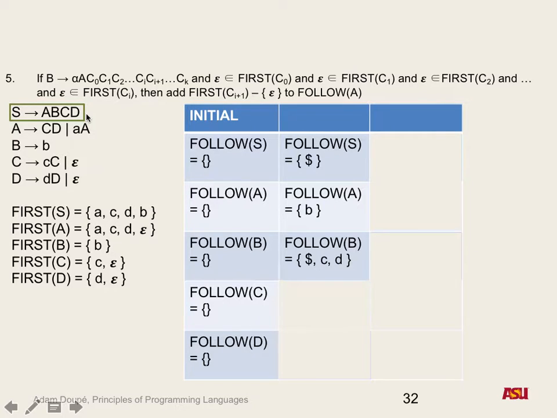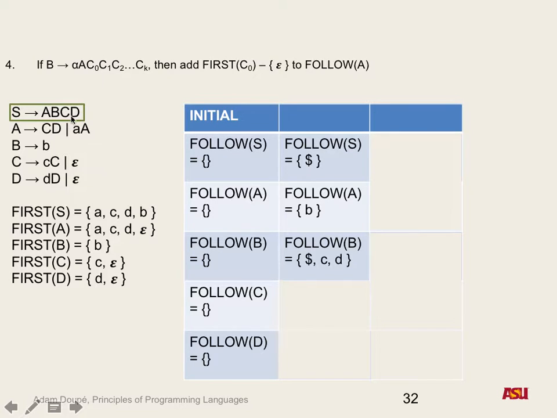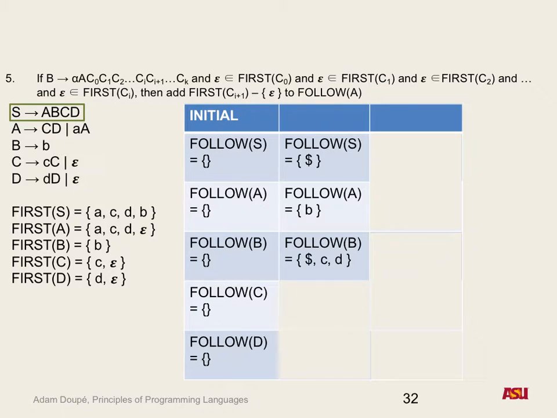What was that? End of file? Follow page. But this doesn't say anything about doing follow. This says add the first of something to follow A. First of D to follow of C. So we did first of D here for rule 4, right? Rule 4 says always do the next one. So rule 5 says can I do the one after that? So why does rule 5 apply, or why does it not apply?